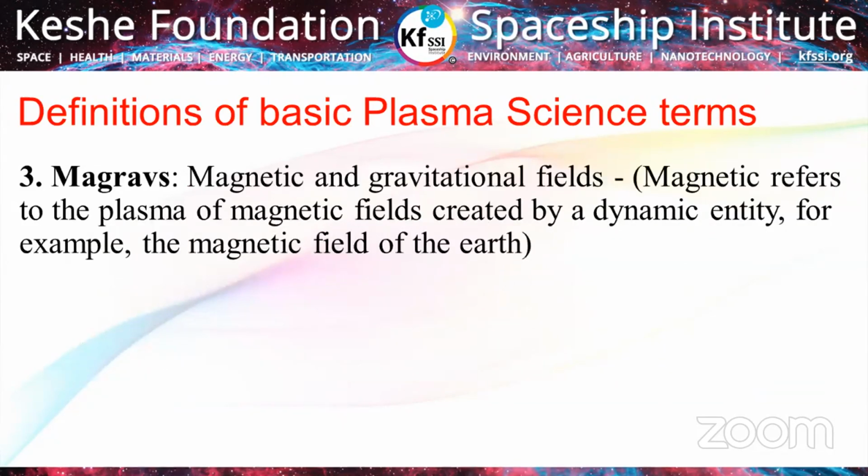Okay, Magravs is magnetic and gravitational fields. And magnetic also here refers to the plasma of magnetic fields created by a dynamic entity. And the example is Earth. So because we make rotating cores, and they are dynamic, would we describe magnetic in our dynamic cores with capital M?